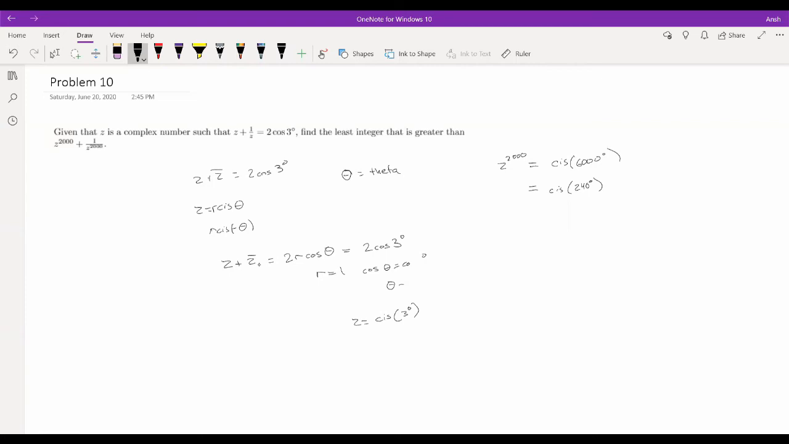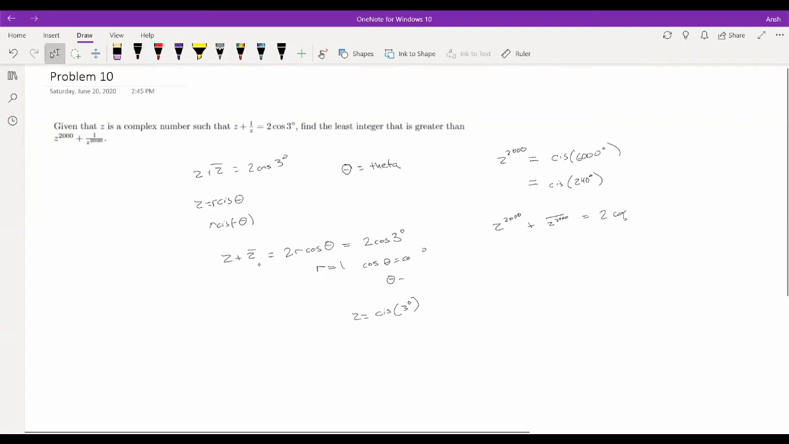So now that we know what z to the 2000 is, we can use the same logic we used earlier, where we have z to the 2000 plus the conjugate of z to the 2000, so z to the 2000 bar. And this should just be equal to 2 times the real part of z to the 2000, which is just cosine of 240 degrees. So this is just 2 times cosine of 240 degrees. Well, cosine of 240 degrees is negative 1/2. So that means that this ultimately simplifies to 2 times negative 1/2 equals negative 1.